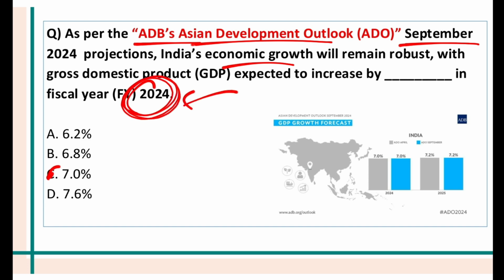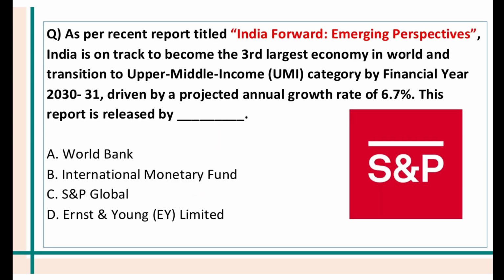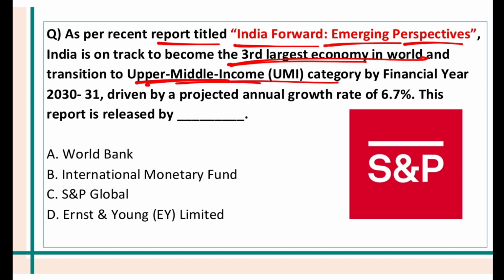So 7% in that, and in the financial year 2025, current financial year, it will be 7.2%. This report comes 2 times a year, April and September. Recent report, India Forward Emerging Perspectives. India is on track to become the 3rd largest economy in the world, and also we will become an upper middle income country. Currently, we are a lower middle income country. This will happen by financial year 2030-31.